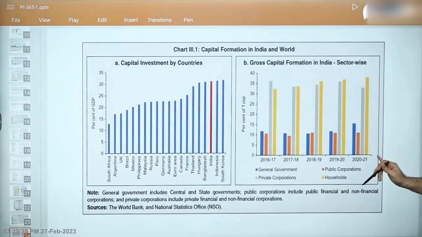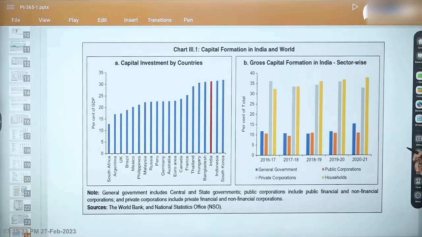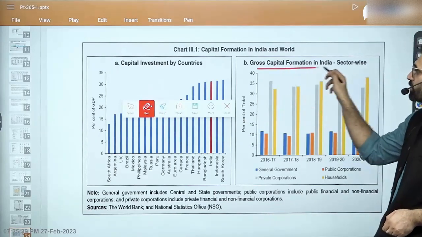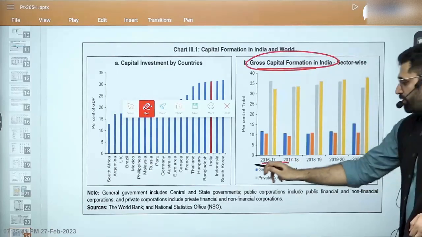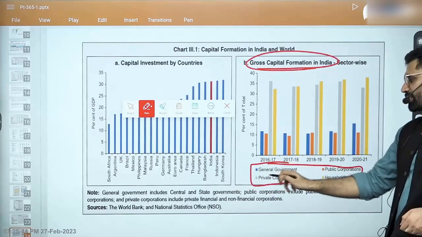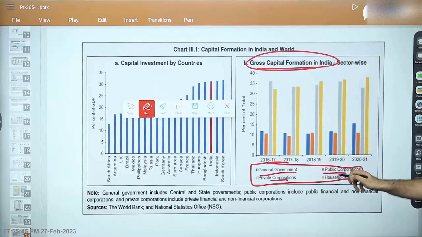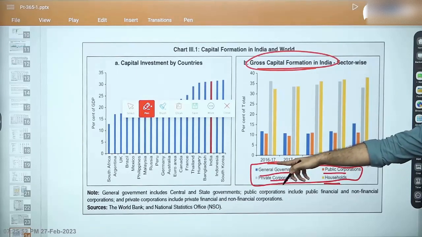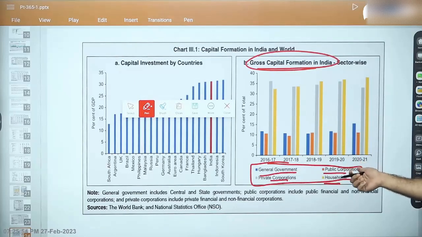Capital formation, the gross capital formation. Now this curve is important. This graph, they've given the information. Since this report is talking about capital formation by the states and its role. Now this is talking about the gross capital formation in India by 4 different players. That is the government, private, public corporations, and households. This is the pattern of investments in India in the last 5 years, 16 to 20.